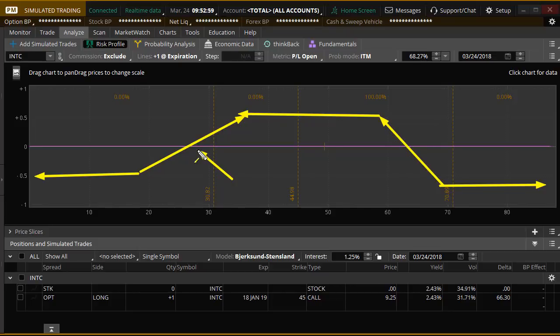This is long the stock. This is short the stock. This is maximum profit on both of them. This is our stop loss on both of them. We've just added the two trades together. And essentially what we're trying to do is we're trying to trap the stock in this range. Is this making sense?